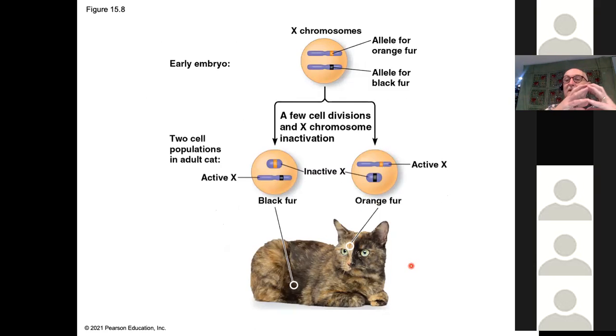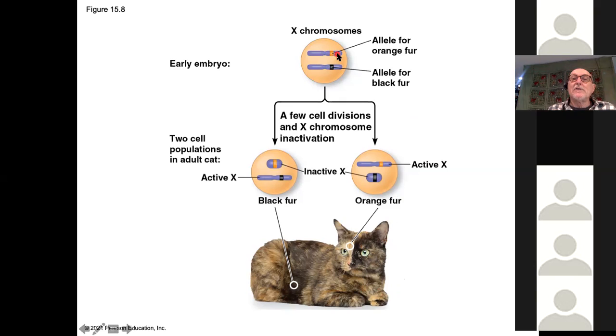Let's say we have a ball of cells in the zygote, maybe 32 cells or whatever, and they undergo random X inactivation. Each of those 32 cells then goes on and on, dividing. All of their progeny inherit that same inactivated X. So what it leads to very often are patches of cells which share a characteristic. And this is the classic example, tortoiseshell cats.